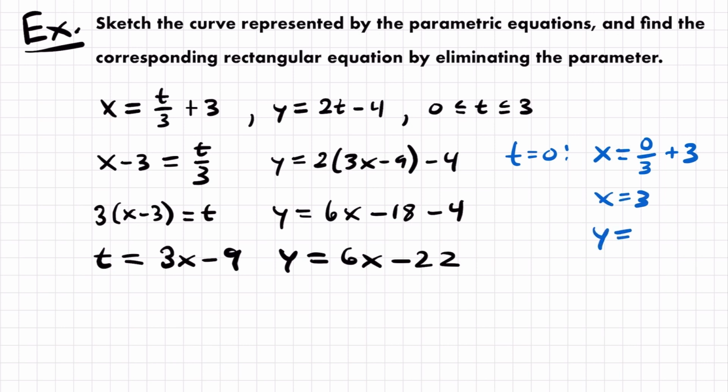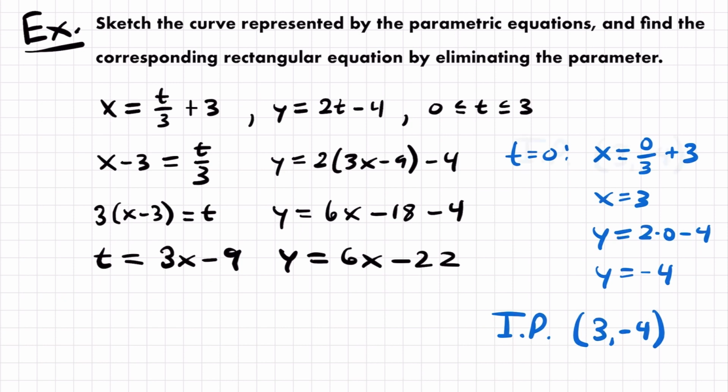Y is going to be equal to 2 times 0 minus 4, and 2 times 0 is 0, minus 4 will be negative 4. So y is equal to negative 4. So our initial point, which I abbreviate with IP, is at the coordinate 3, negative 4.